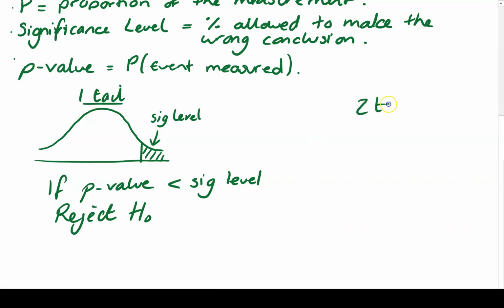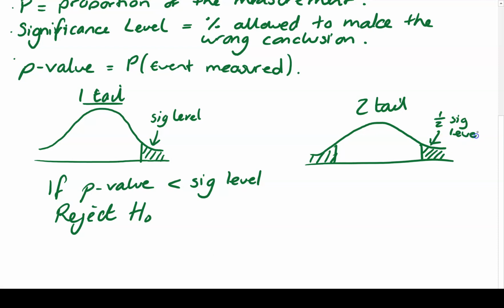For a two-tail, you've still got the same curve, but you're saying it could be in this section or in this section. So this is half of your sig level. And again, if the p-value is less than, in this case, half the sig level, reject H0.